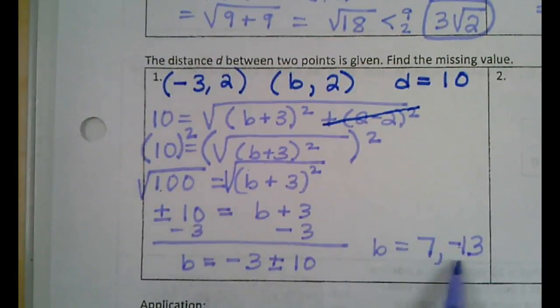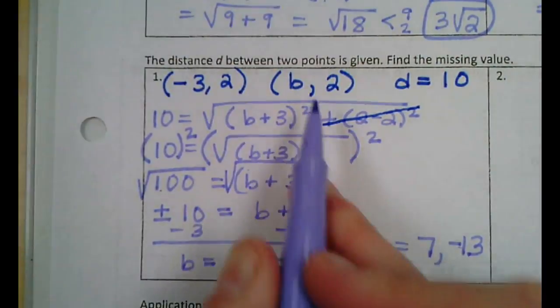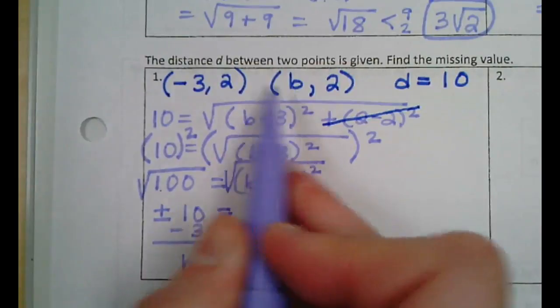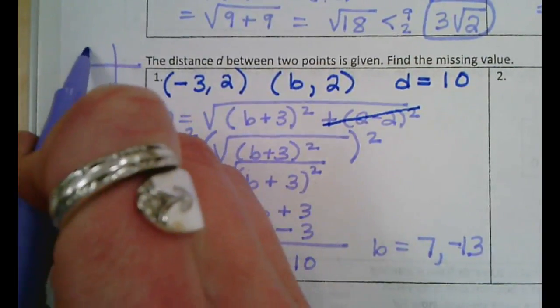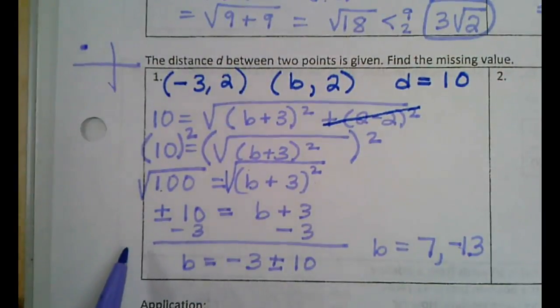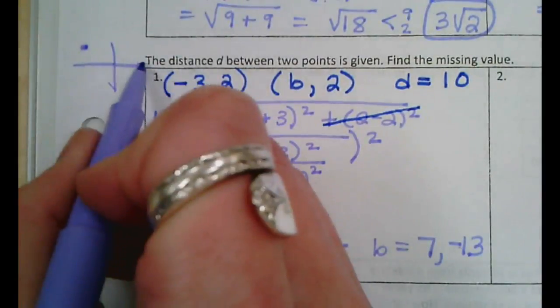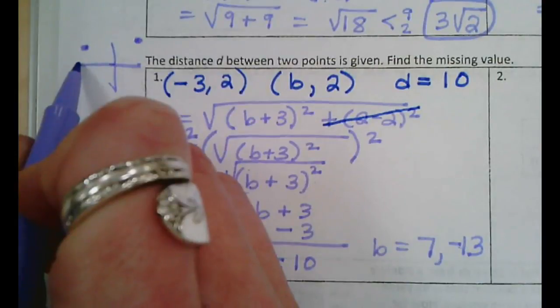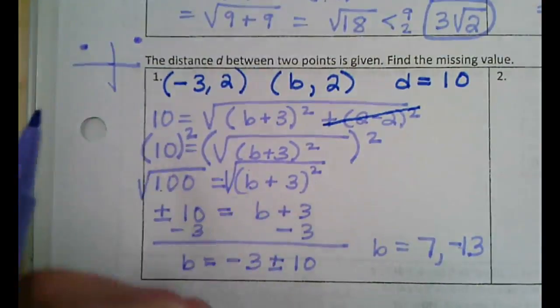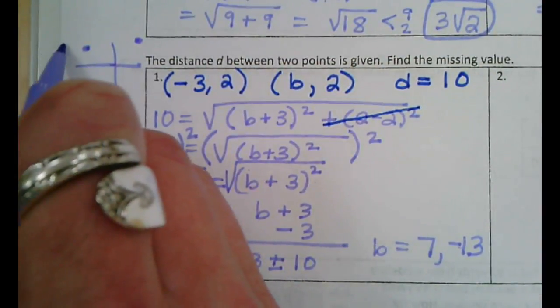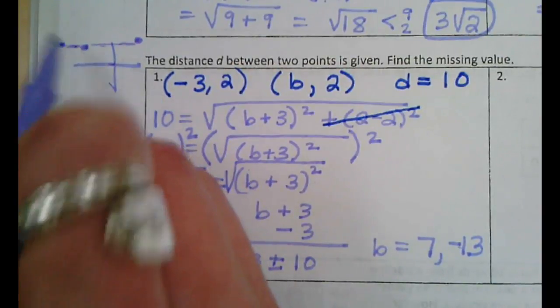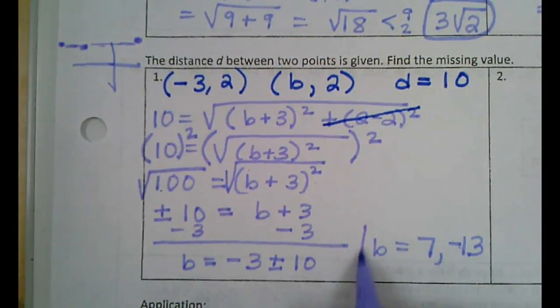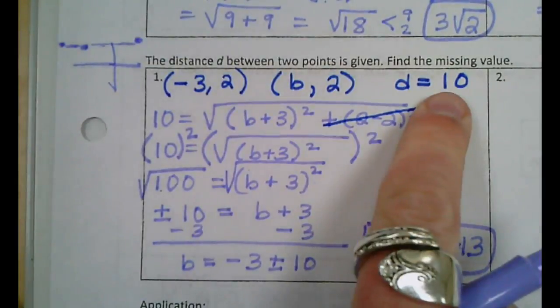The reason we have two different possibilities is because if you looked at this graph, this -3, 2 could be the same distance away from 7, 2, and -13, 2. All the way out here, or way back here. But they would have the same distance between, so there are two different possibilities for a distance of 10.